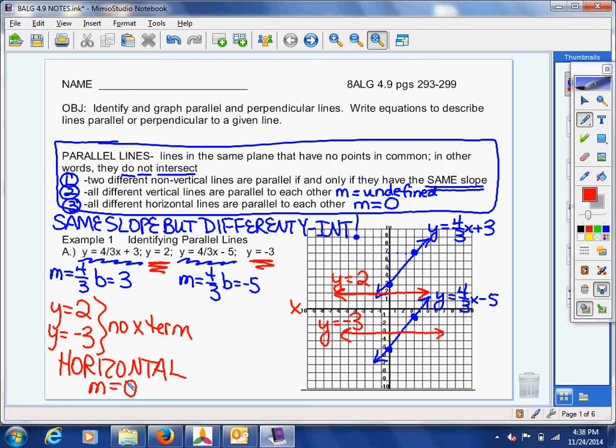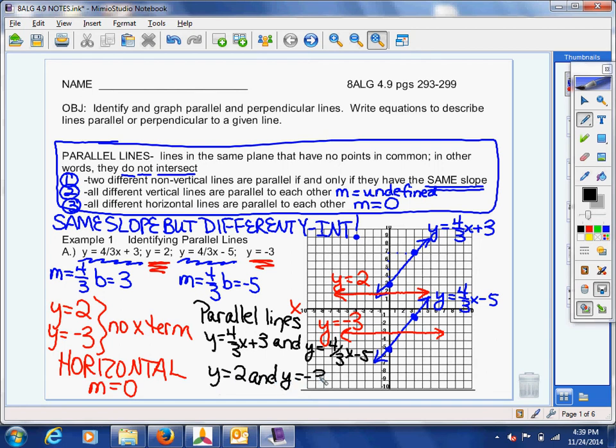So if we just kind of sum it all up, I'm going to change colors again. We'll sum it all up. Here's our parallel lines. And we're saying y equals 4/3 x plus 3 and y equals 4/3 x minus 5. Those are parallel. And then our second set would be y equals 2 and y equals -3. Okay, so we actually had 2 sets of parallel lines in these 4 given equations.